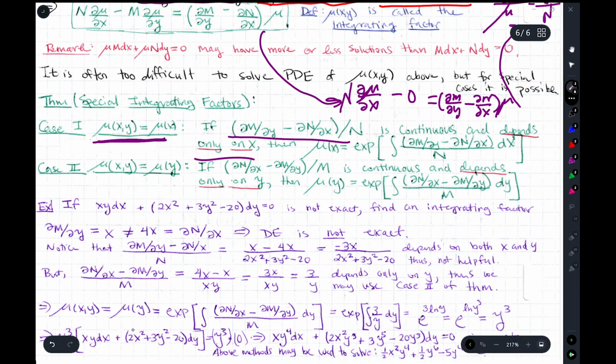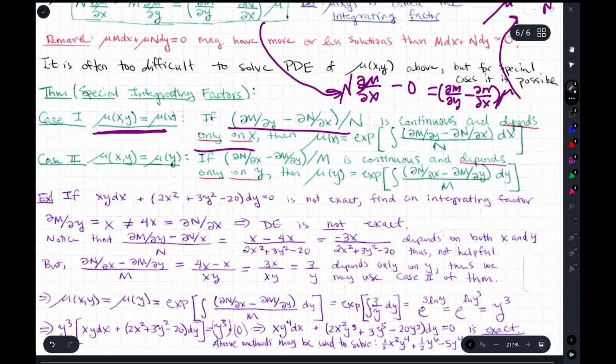And we just plug and chug. We just put in all these here. So partial N partial x, for example, we said that was 4x. And actually, we found this here. So we just plug what we found into here. And we integrate, and we get y cubed.